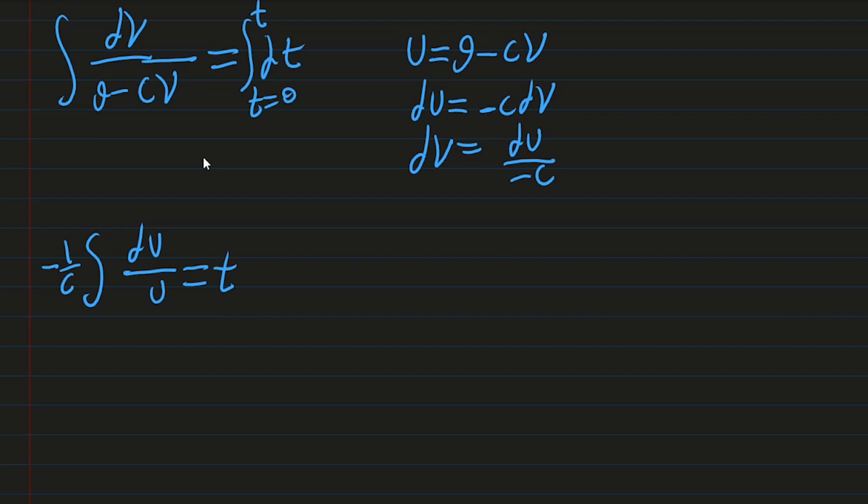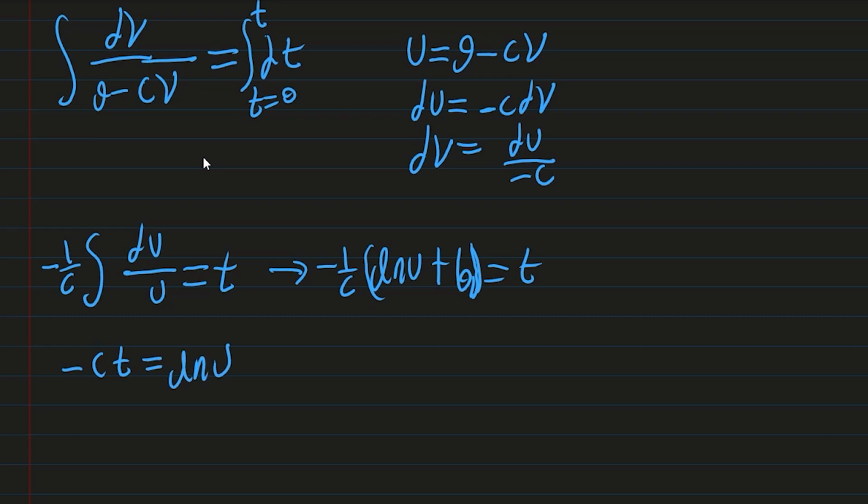Now this here is just the natural log, negative 1 over c. I also have a constant, let's call it b1. This is equal to t, and also this should be inside parentheses. I don't know if that's super clear there. So I'm going to multiply by c on both sides, or negative c, so I'm left with negative c t is equal to the natural log of u plus b, which, if we replace u by its actual value, is the natural log of g minus c times v, plus b.